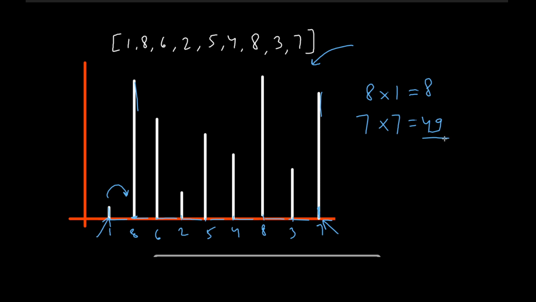Again, let's shift our pointer to this side. We got 6 and 7 here. Let's first find the horizontal distance. We got 1, 2, 3, 4, 5, 6, which is the horizontal distance. So 6 into, we have vertical heights 6 here and 7 here, so we take the minimum. So we got 6 into 6. In this case we got 36, which is less than 49, so this cannot be our answer, right?